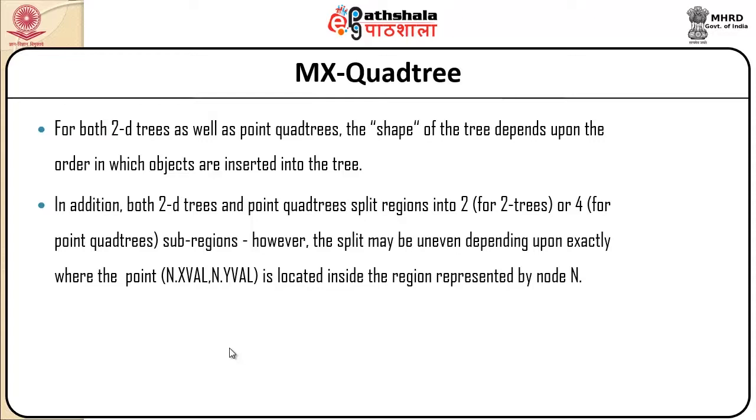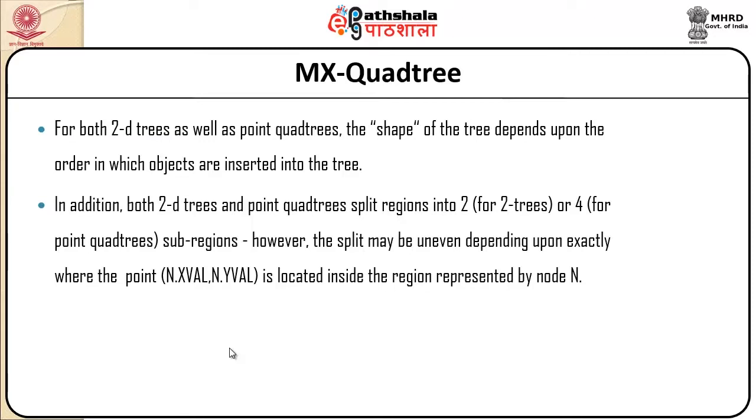In the case of two-dimensional trees as well as point quadtrees, the shape of the tree depends upon the order in which the objects are inserted into the tree. So the level or height of the tree is dependent on the order of insertion, because, as I have talked about, whether the level of the node is even or odd is checked, and alternately we perform the vertical and horizontal cross sections in the two-dimensional tree. In point quadtrees we do both together, whereas in MX quadtrees it is not the same.